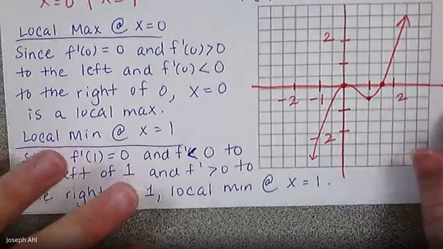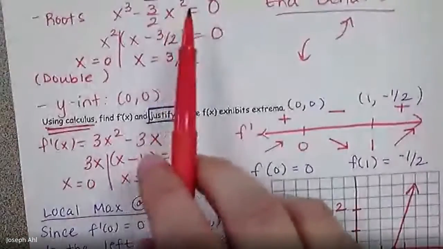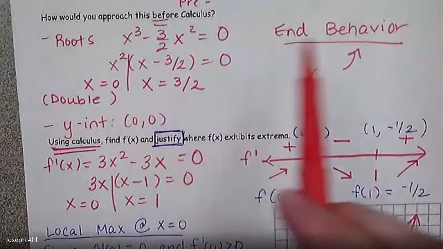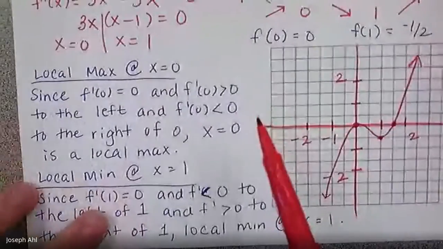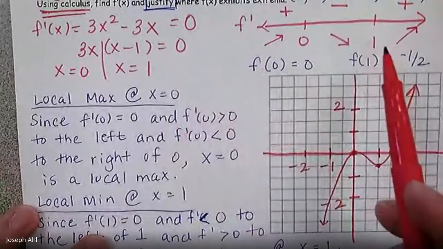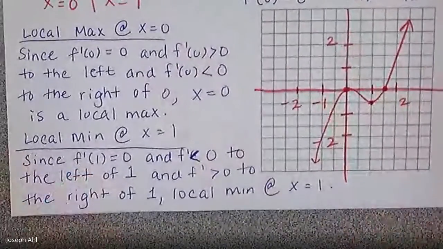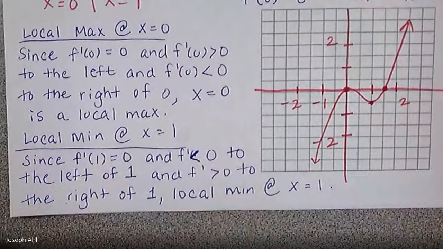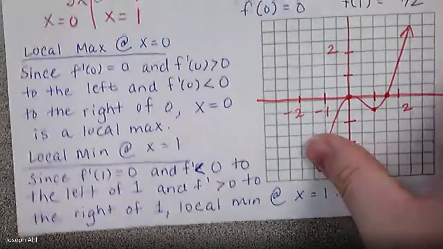Okay, so we're using all of our knowledge of pre-calc, roots, intercepts, and behavior, and combining it with this idea of increasing, decreasing, and being able to now determine algebraically where we have extrema. I think that probably leaves us in a good place for today.